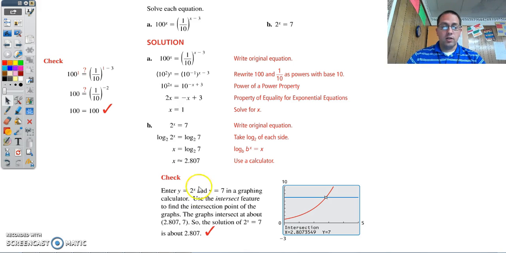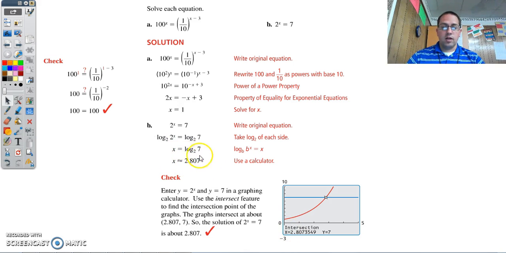When you check this, you can put whatever's on the left side of your equation in y1, 2 to the x, and whatever's on the right side of the equation in y2, y equals 7. Then you use the intersection function of your calculator, and it tells you that these intersect at x equals 2.8073549, which is about 2.807.